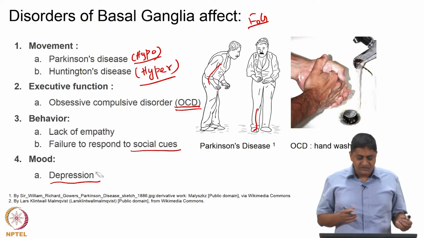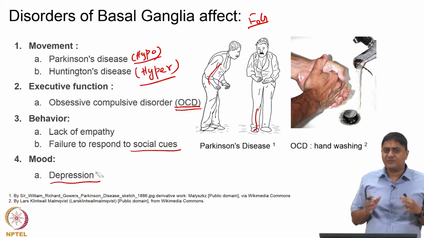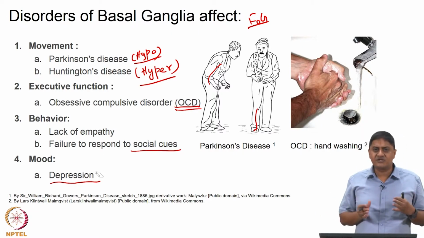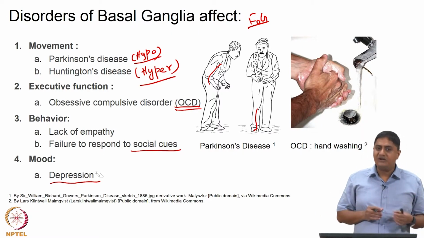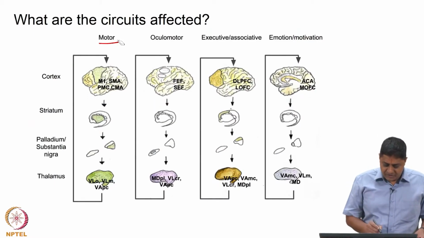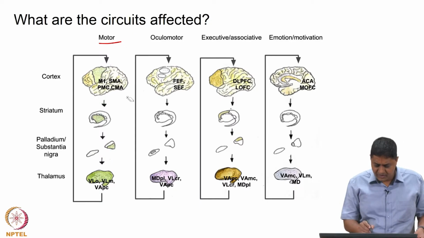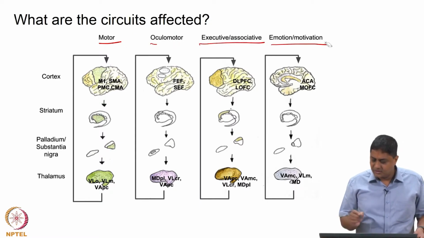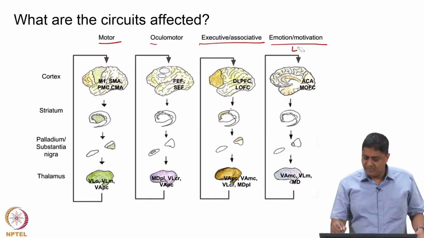Poorly understood. Right. So, these are the various disorders. For the purpose of this course, of course, we will focus only on the movement disorders part. So, what are the various loops that are affected? The motor loop, of course, and the oculomotor loop, the executive associated loop, the emotion motivation or the limbic loop.